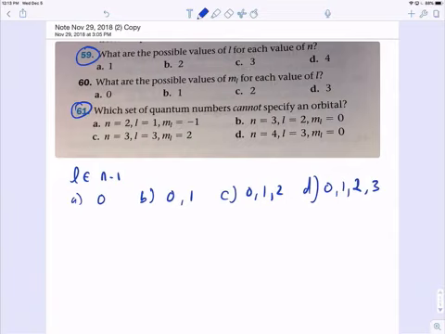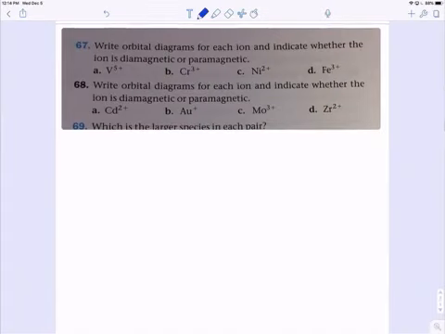D, if n equals 4, L can be 0, 1, 2, or 3. 3 is fine. If L is 3, M sub L can be minus 3, minus 2, minus 1, 0, 1, 2, 3. 0 is fine. D is fine. So that makes sense? Anybody have any questions with that? So there are questions like that on the final? Okay.